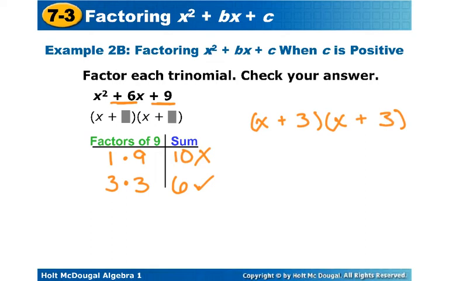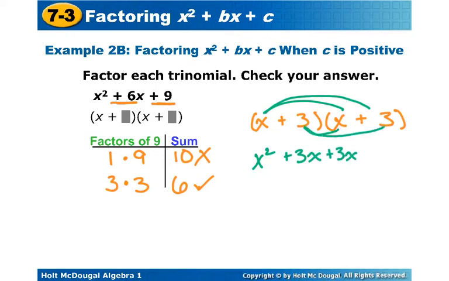Checking your work. X times x is x squared. X times 3 is 3x. 3 times x is 3x. 3 times 3 is 9. Combining like terms, you get x squared plus 6x plus 9, which is what I started with.